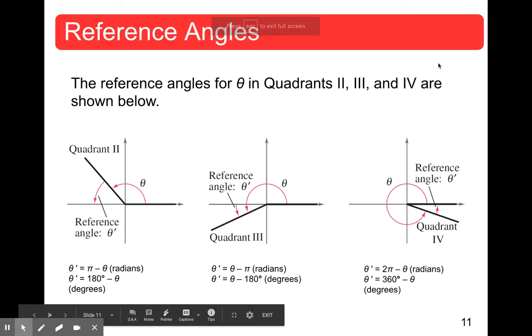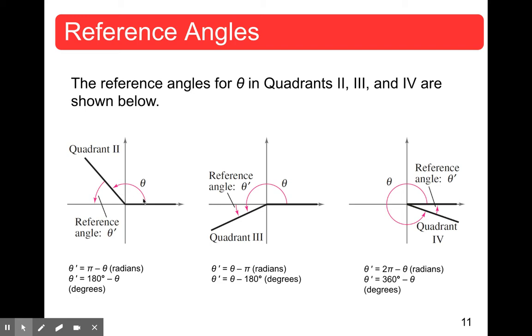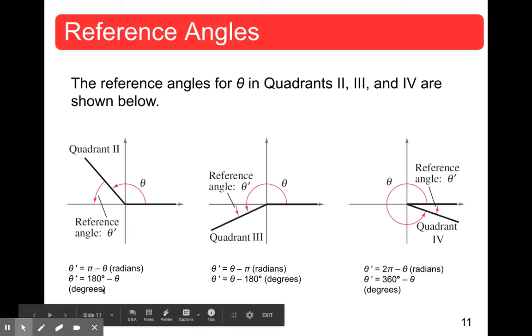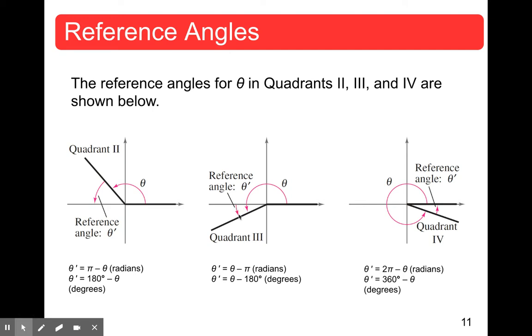So if they give you an angle in quadrant 2, theta would be the angle from the positive x-axis over, and the reference angle is going to be from the angle down to the x-axis here. Depending on if you're given radians or degrees, here are your formulas on how to find it. If you're in quadrant 3, same thing. Here's theta. Here's the reference angle that's going down from the x-axis to the angle. Formulas on how to find it. And if you're in quadrant 4, the regular angle comes all the way around here, and then the reference angle starts at the angle and goes back up towards the x-axis. When you're in quadrant 1, you don't have a reference angle because quadrant 1 is what we're referencing.